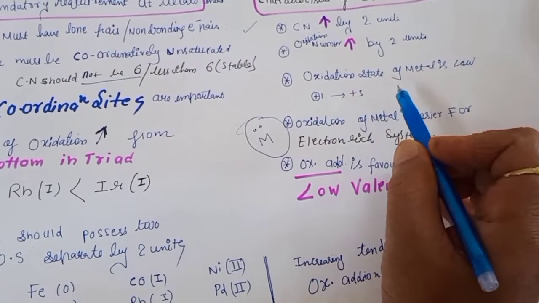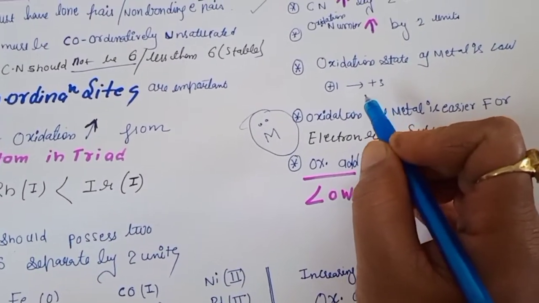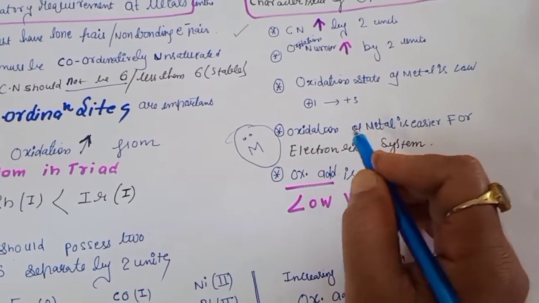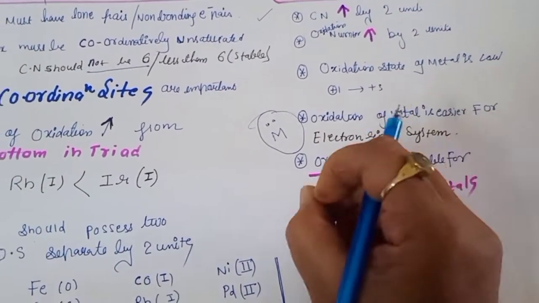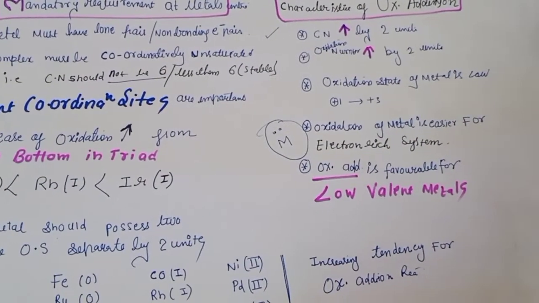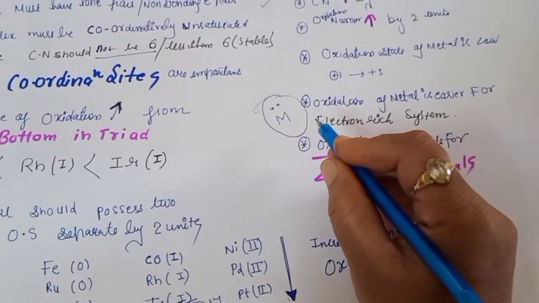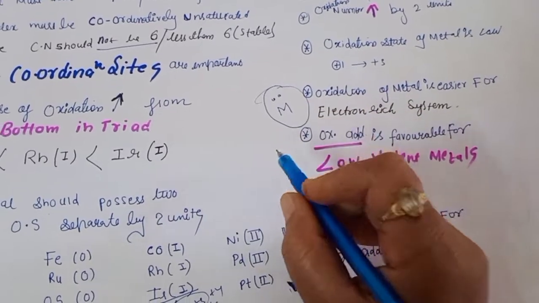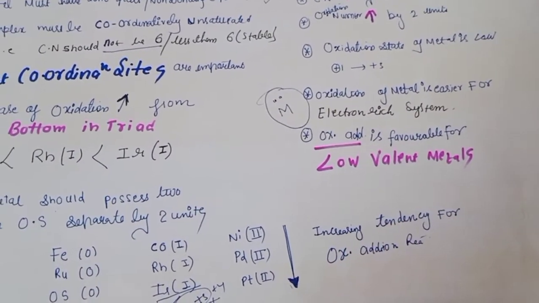The oxidation state of the metal is low. In the beginning it was +1 and it changes to +3, and the oxidation of the metal is easier for the electron rich system. So for the oxidative addition reaction, which type of systems are good? Those which are electron rich systems, because they can easily lose the electron for the ligand, and the oxidative addition is favorable for the low valent metals.